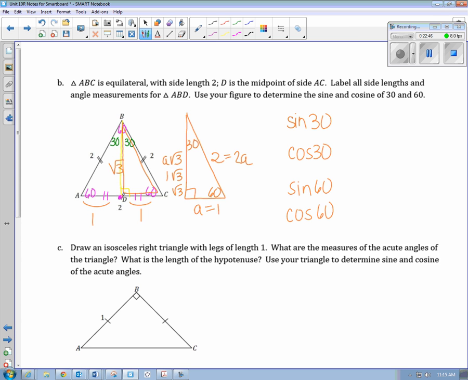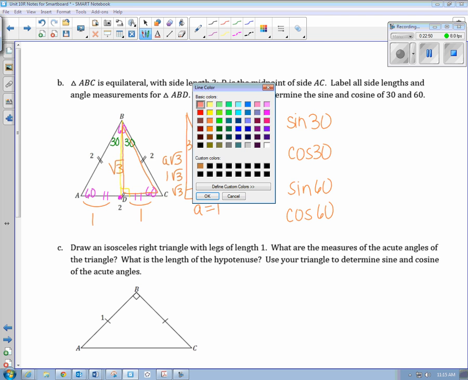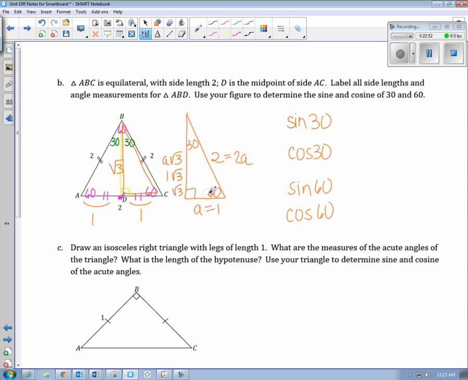So if I'm focusing on my 30-degree angle to start with, this is the side opposite, this is the side adjacent, and this is the hypotenuse. So sine of 30, opposite over hypotenuse, 1/2. Cosine of 30, adjacent over hypotenuse, so radical 3 over 2.